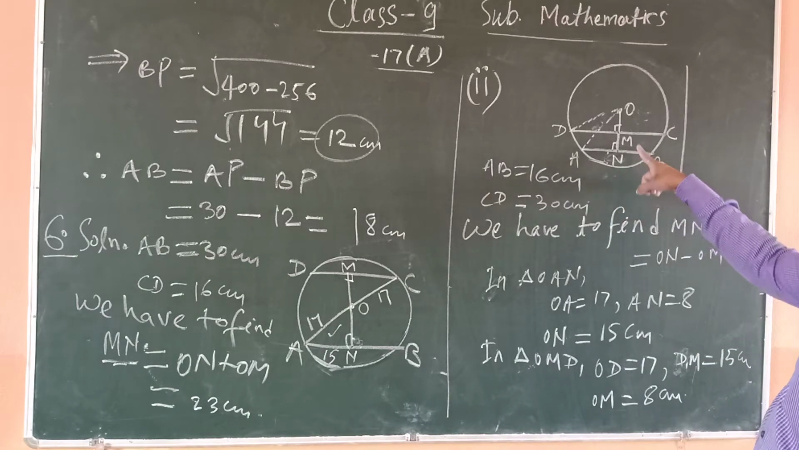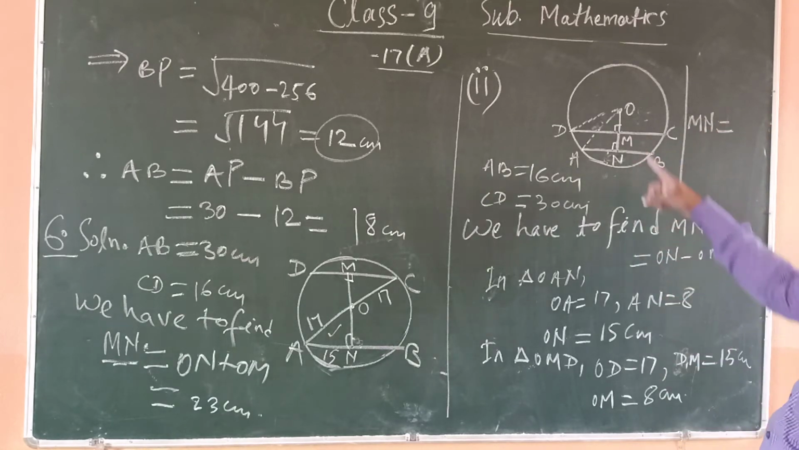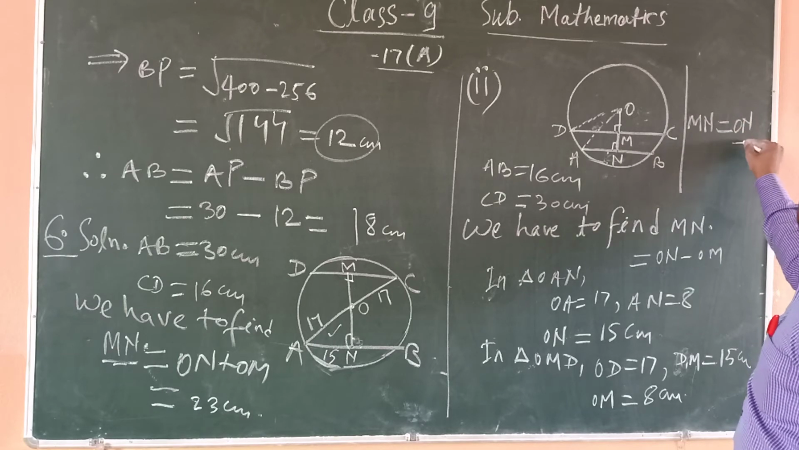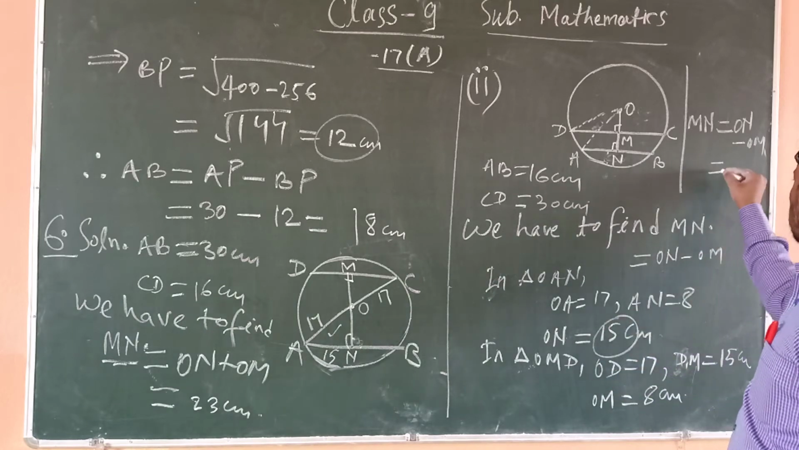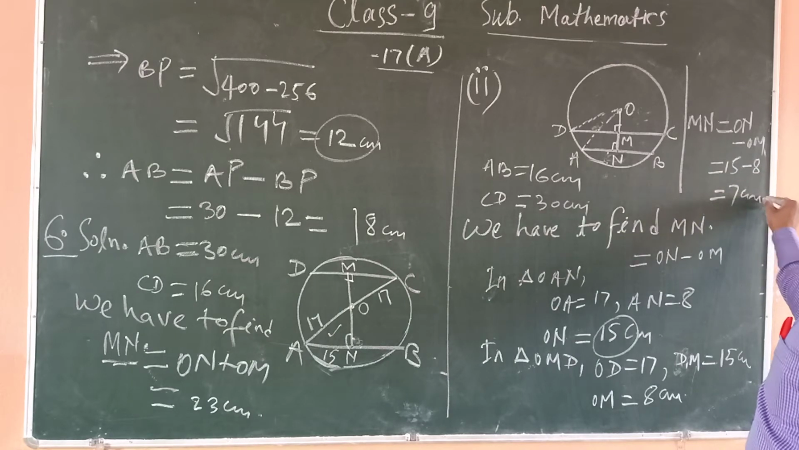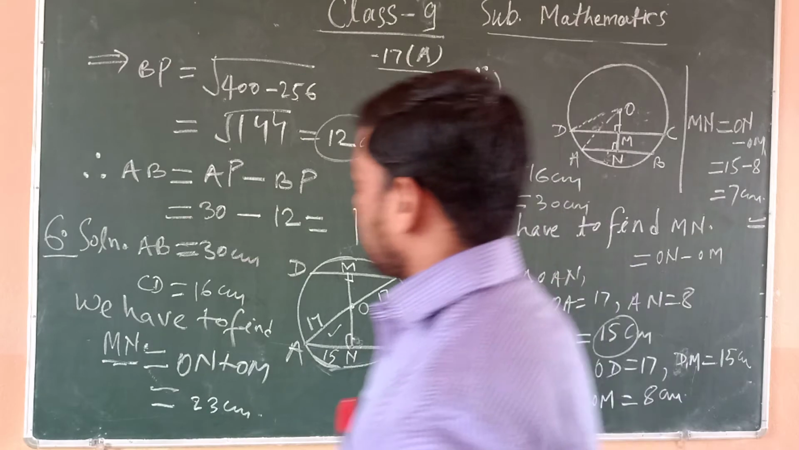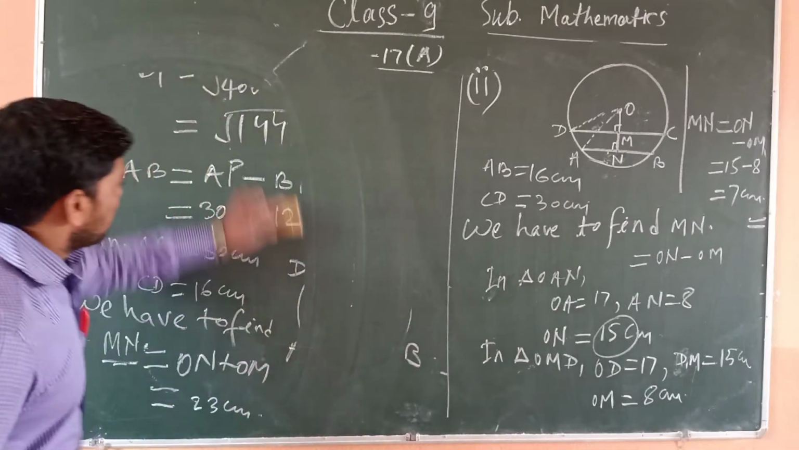And finally MN is equal to ON minus OM. See, ON is 15 and OM is 8, so 15 minus 8, 7 centimeter. The length of MN is 7 centimeter, and it is over. Second, question number 7.